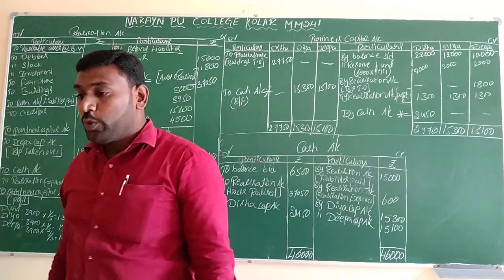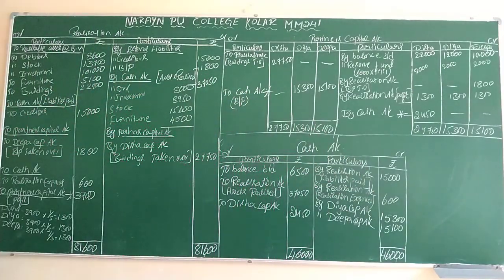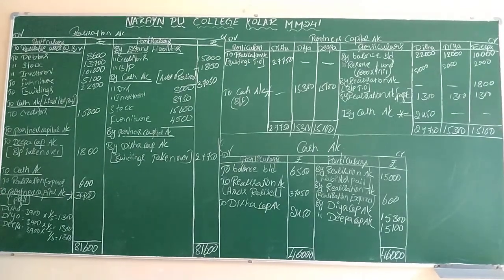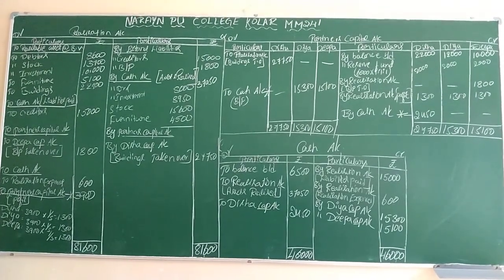This is the new procedure for the new adjustment related to the question on dissolution of partnership firm. Okay, my dear students, I think you people have understood this one. In the next videos, we will discuss a new adjustment in the same chapter, dissolution of partnership firm.